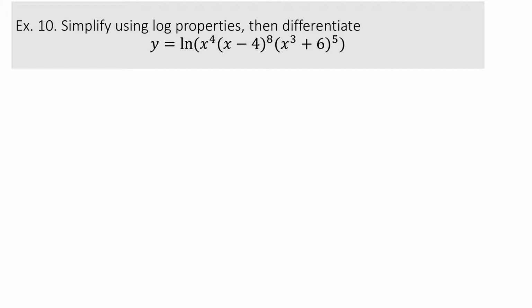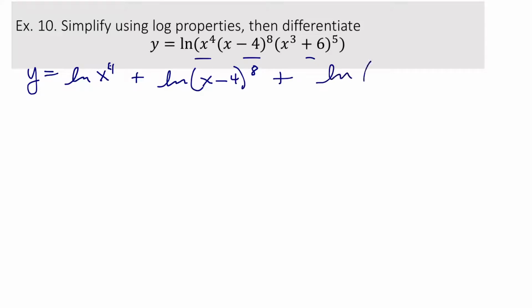Okay, once again, we're going to simplify using log properties and then differentiate. So I've got y is the natural log of a product of 1, 2, 3 things. So multiplication and addition are related when we talk about logs and exponents. So I'm going to break this down into a sum of 3 parts. So this is the natural log of the first, x to the 4th, plus the natural log of this one, plus the natural log of this one.